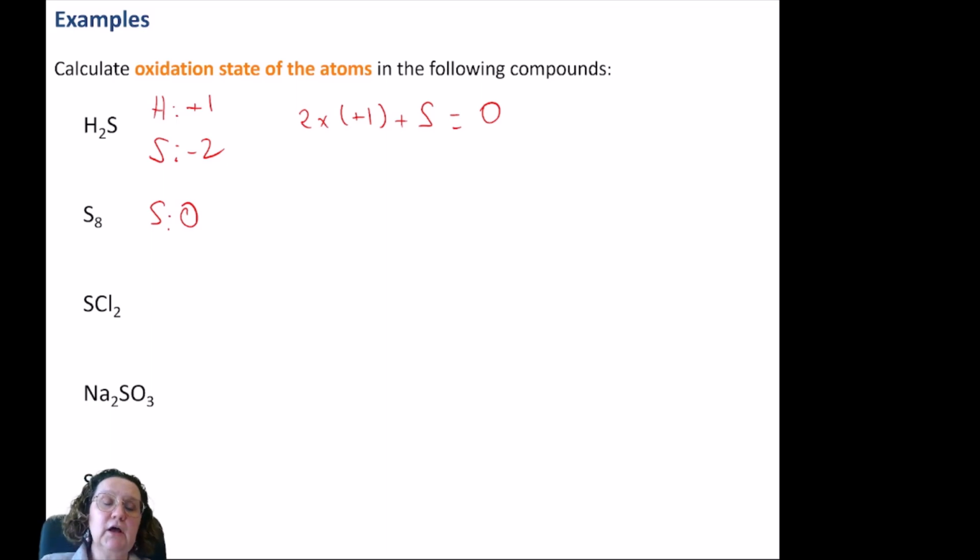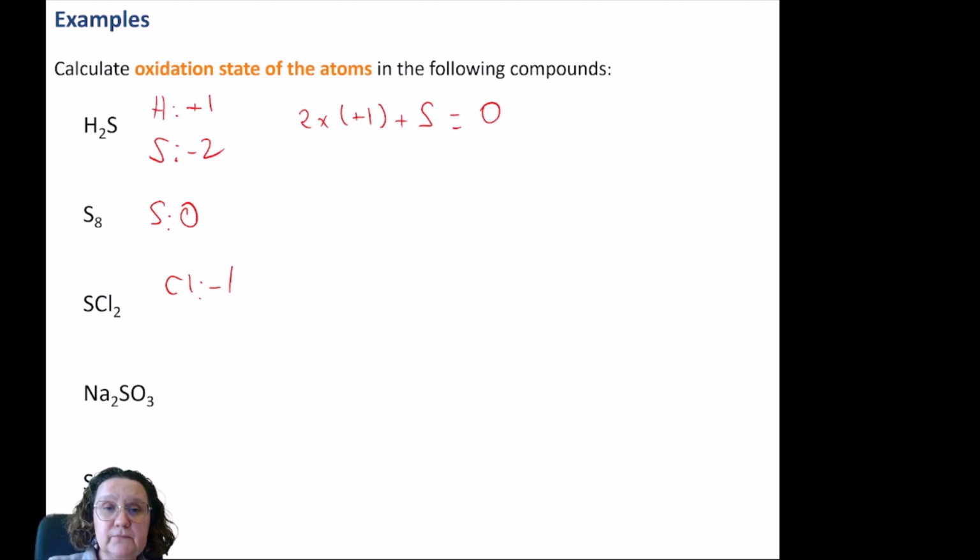Next compound, sulfur dichloride. I look at the sulfur and the chlorine, and the first one I can identify more easily is the chlorine. The sulfur, we have seen that it changes. The chlorine doesn't change. The chlorine is always -1, except when it's attached to oxygen. And in this case, it's not attached to oxygen. So the chlorine atoms in a compound, except if they're on their own or attached to oxygen, have an oxidation state of -1. And now I use that information to calculate the oxidation state of the sulfur.